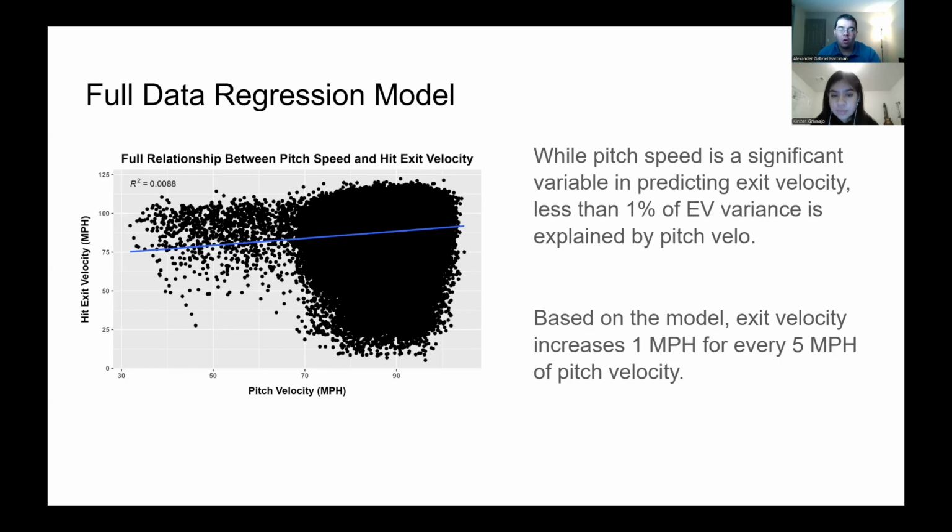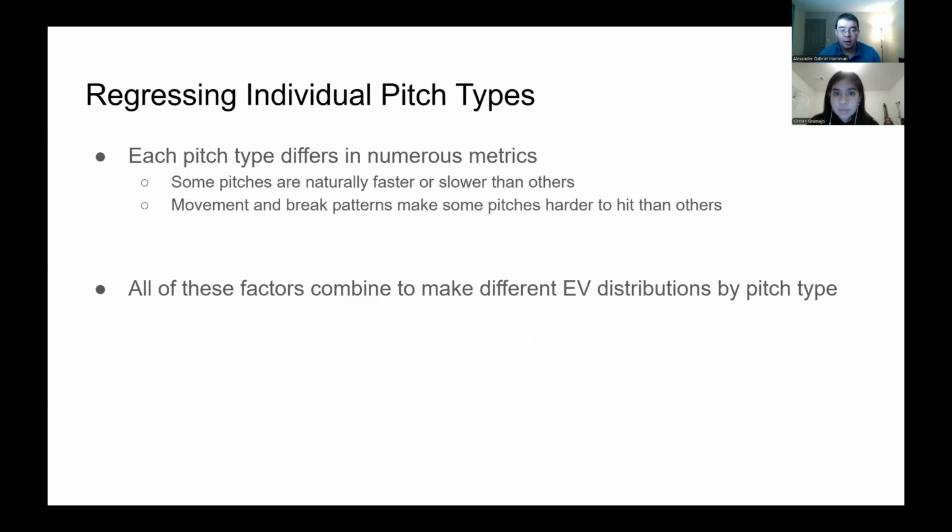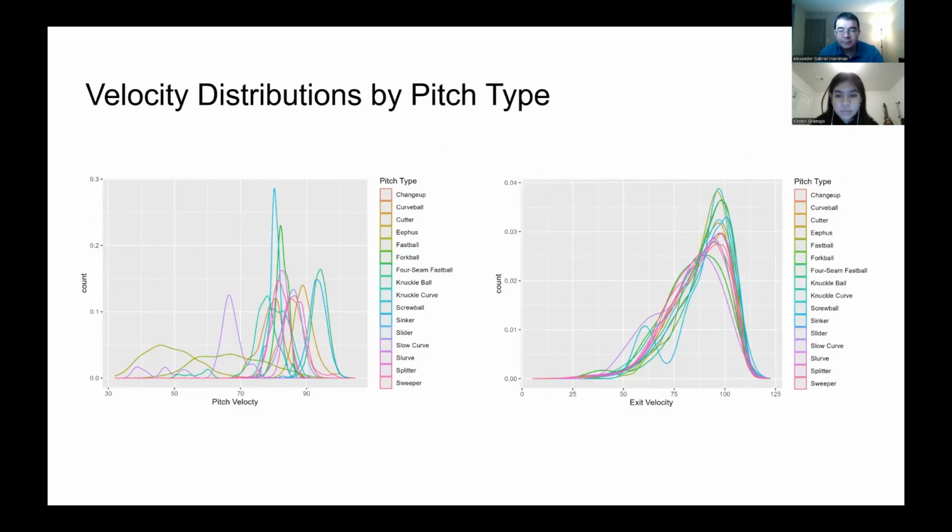The next thought we had was taking away the various pitches and focusing on each one individually, because each pitch type differs in many metrics. Of course, they have various velocity ranges, which we'll get to in a second, along with some of the movement and break patterns that make them harder to hit than others. And all of those will make exit velocity distributions differ by type, for example, the distributions we found here.